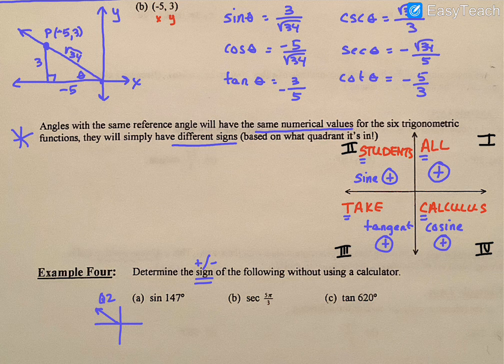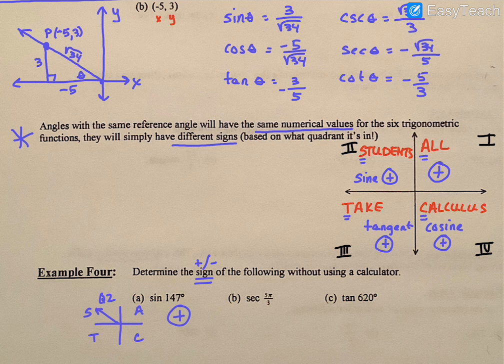Now, what do we know? If I use my saying, All Students Take Calculus, what do we know about the sine of 147 degrees in quadrant 2? Well, in quadrant 2, it's S. That means sine is positive along with cosecant. Everybody else is negative. So the sine of 147 degrees is positive. That's probably your quickest and easiest way to think that through.